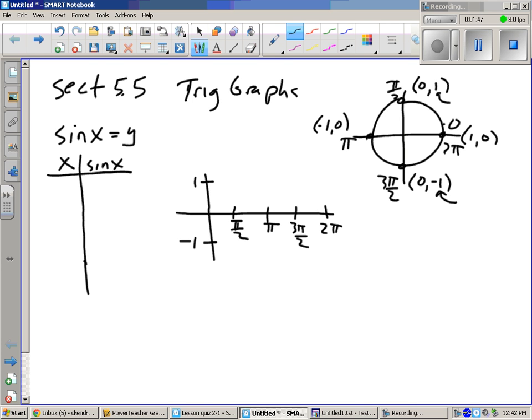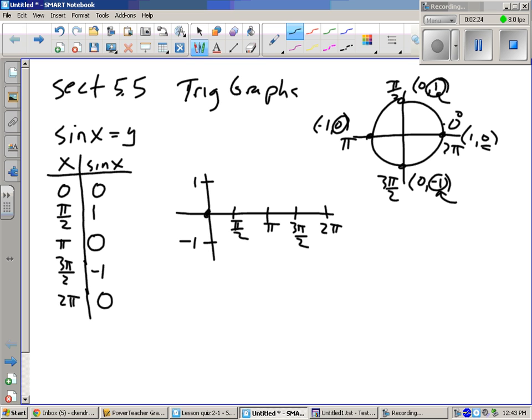All right, so let's plug in, and here's 0 here at the beginning. So 0, pi over 2, pi, 3 pi over 2, and 2 pi. Those are my x inputs on the x-axis, and let's see what we get on the output. At 0 degrees, my sine is 0. At pi over 2, my sine is 1. At pi, my sine is 0. At 3 pi over 2, my sine is -1. And at 2 pi, we're back to 0.